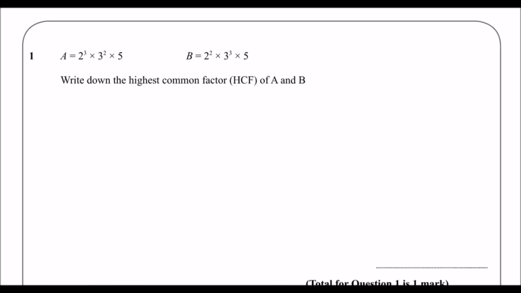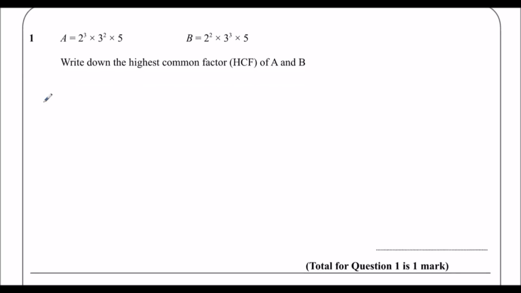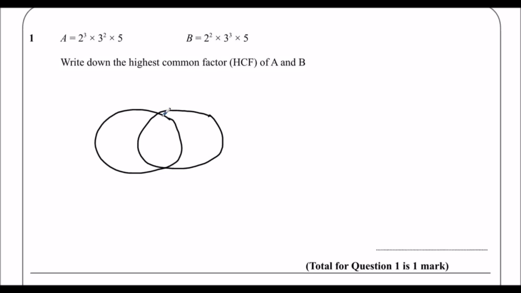Question 1. We're given that A is 2 cubed times 3 squared times 5, and B is 2 squared times 3 cubed times 5, and we need to write down the highest common factor of A and B. So we're given two numbers already written as a product of their prime factors, and we need to find the highest common factor. So for the highest common factor, we're looking at the ones they've got in common.